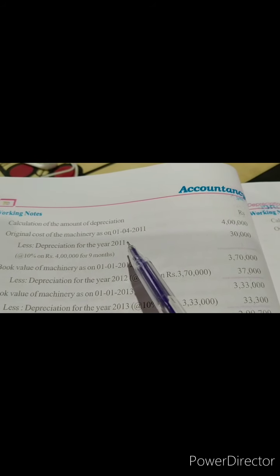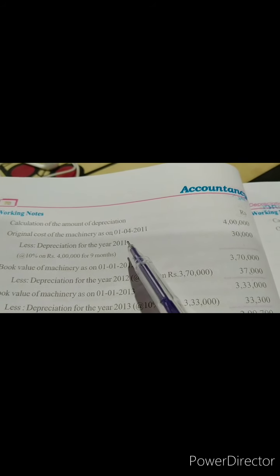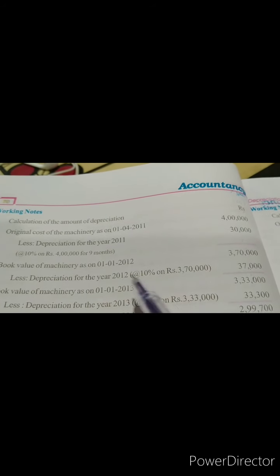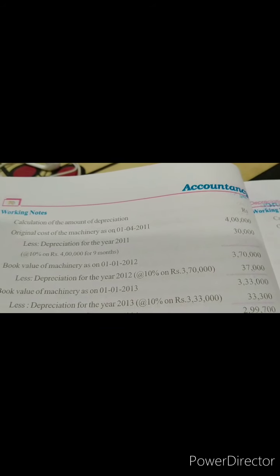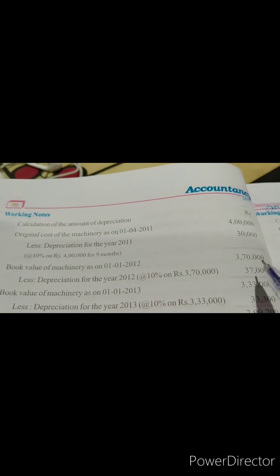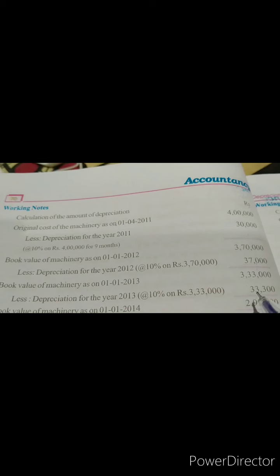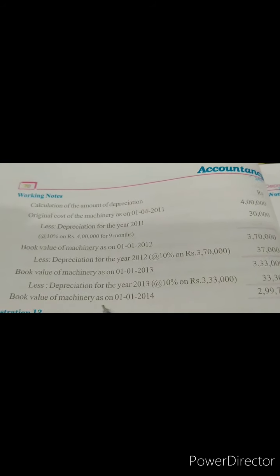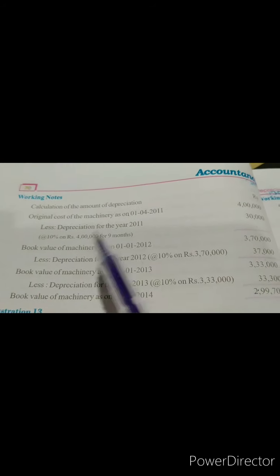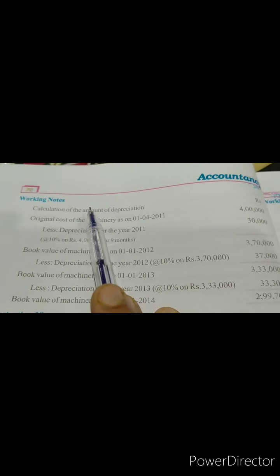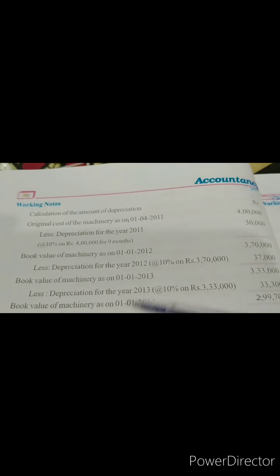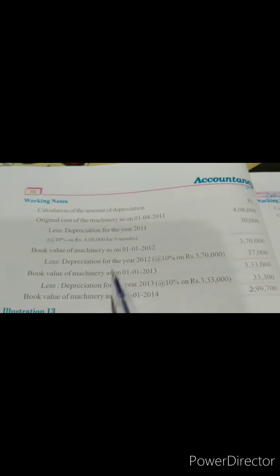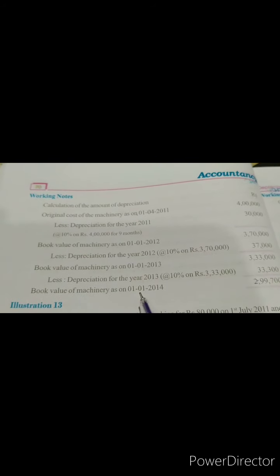This asset was started using in 2011. There we have used it only for 9 months. 2012 completely for 12 months it's been used. 2013 again for 12 months it's been used. So we are charging full depreciation. So when you minus this amount, that will be the book value of the asset for the next year. Book value of machinery as on 1/1/2014. It's very, very important, children, whenever you are doing depreciation sum, wherever the working notes is required, you need to write that, show that. So this is how the working notes has to be shown in case of reducing balance method.